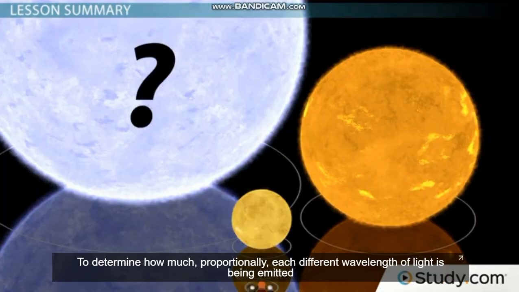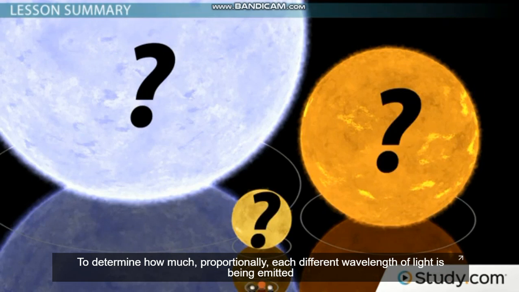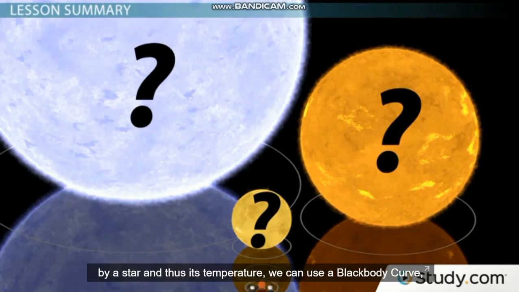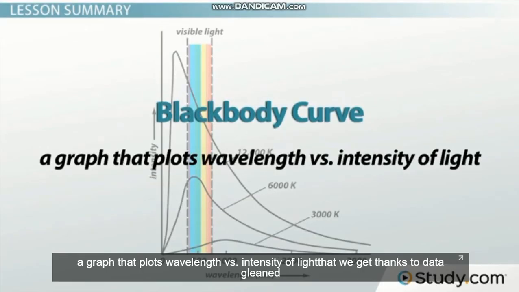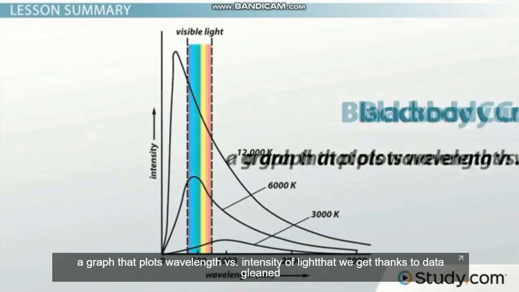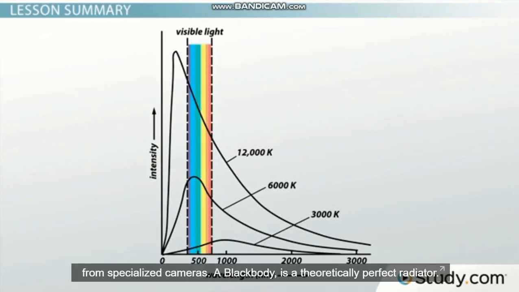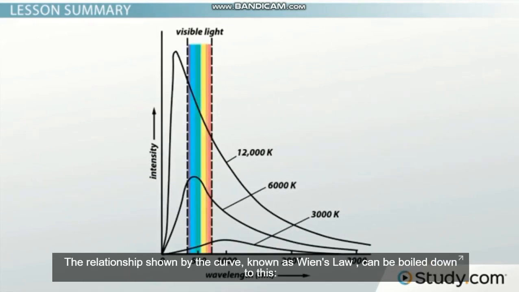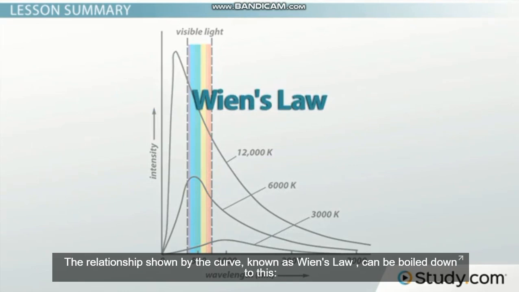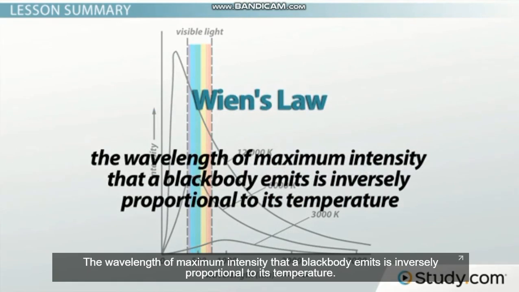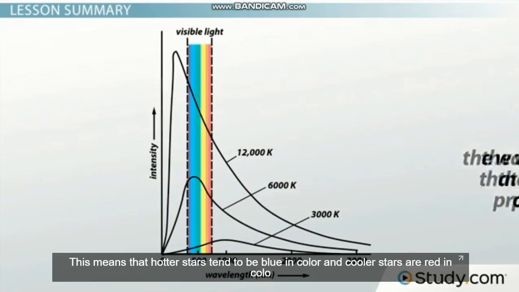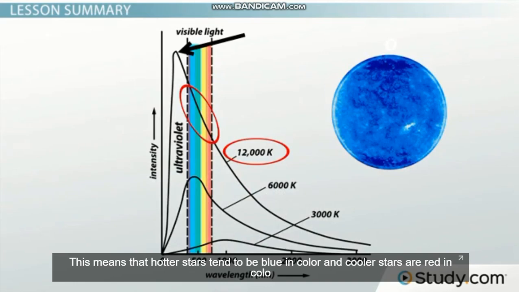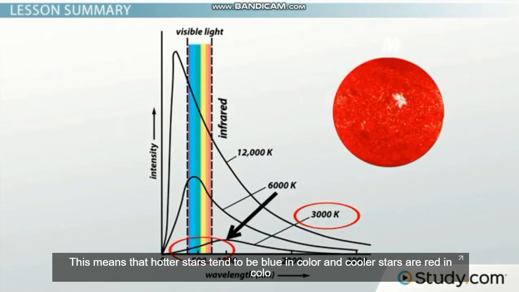To determine how much, proportionately, each different wavelength of light is being emitted by a star, and thus its temperature, we can use a black-body curve, a graph that plots wavelength versus intensity of light that we get thanks to data gleaned from specialized cameras. A black body, by the way, is a theoretically perfect radiator. The relationship shown by the curve, known as Wien's law, can be boiled down to this. The wavelength of maximum intensity that a black body emits is inversely proportional to its temperature. This means that hotter stars tend to be blue in color, and cooler stars are red in color.